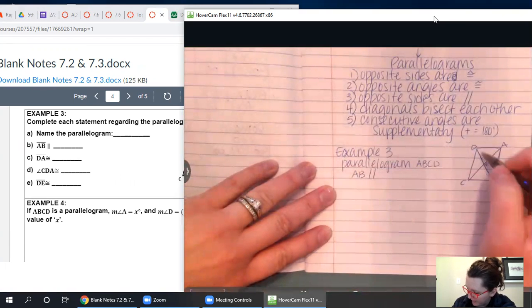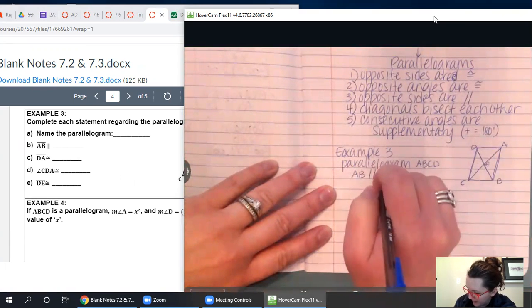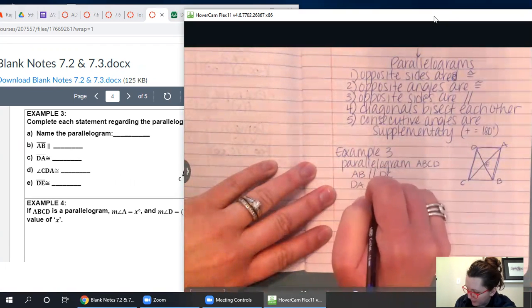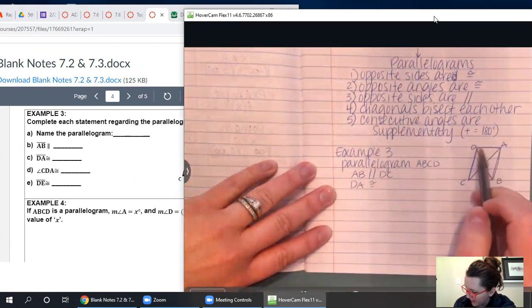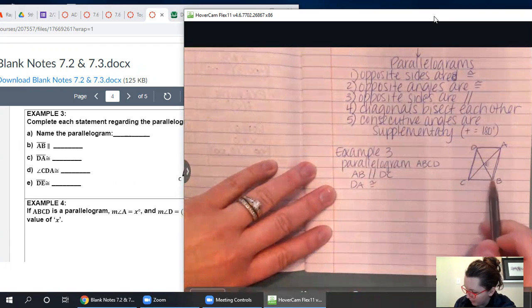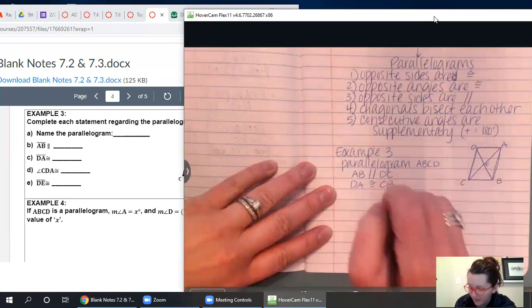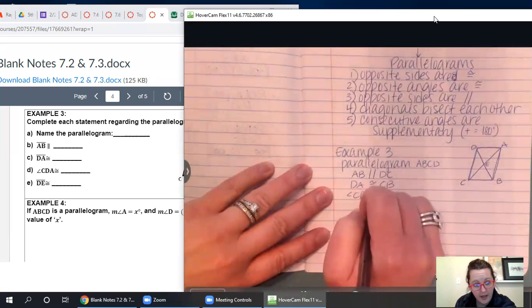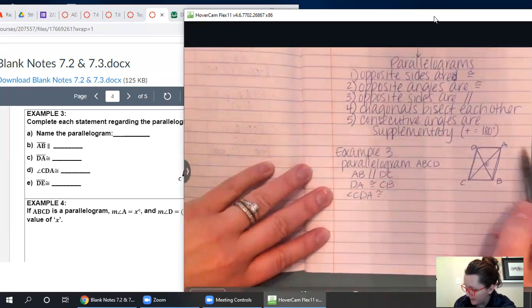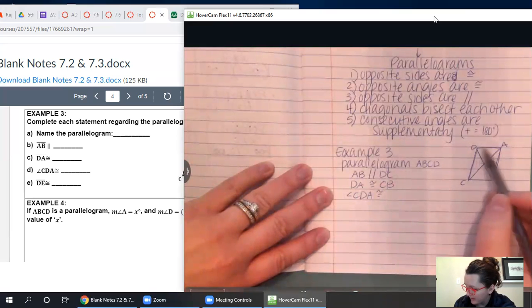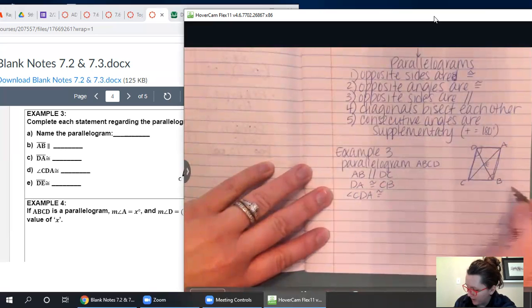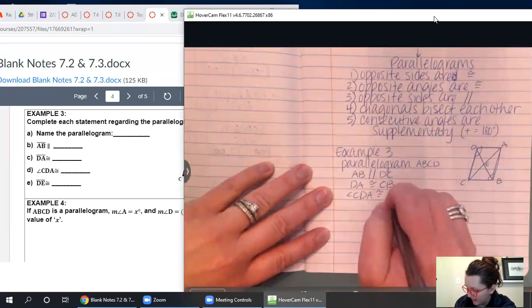Now AB is parallel to DC. DA is congruent, see here, DA is here. Opposite sides congruent. Is congruent to CB. Angle CDA is congruent. Opposite angles are congruent. CDA, that's this angle here, is going to be congruent to the opposite angle ABC.